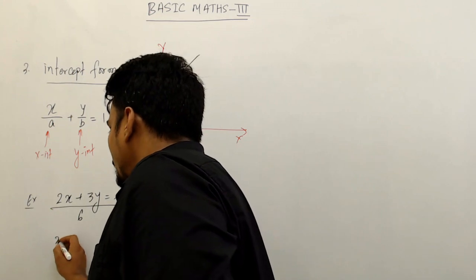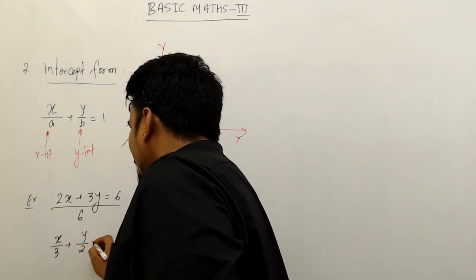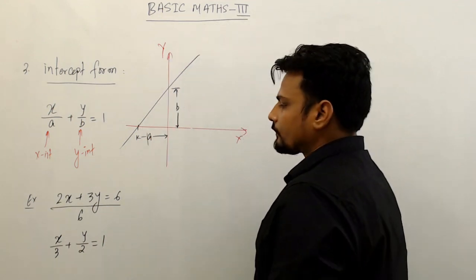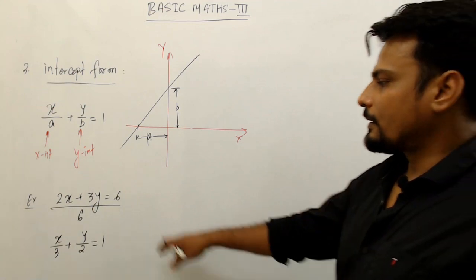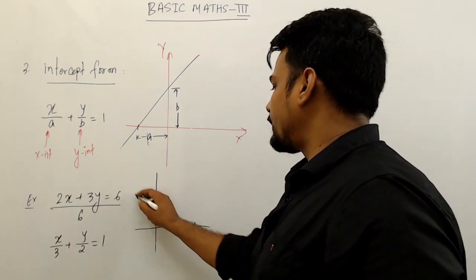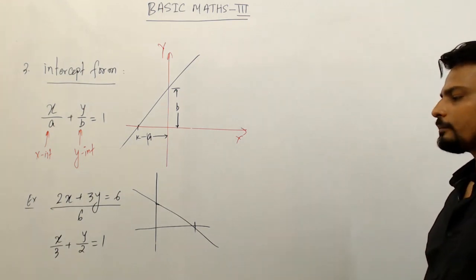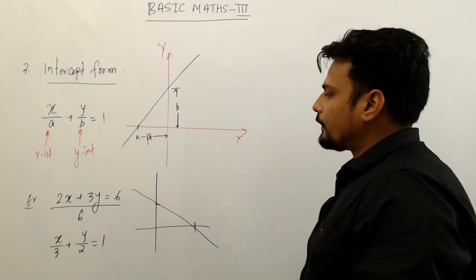So that would just give me how much? x upon 3 plus y upon 2 equals 1. I have my x and y intercepts. That's all. So the moment you have this, you can just draw your line with x-intercept being 3 and y-intercept being 2, and the line would be like this. All good? Right?